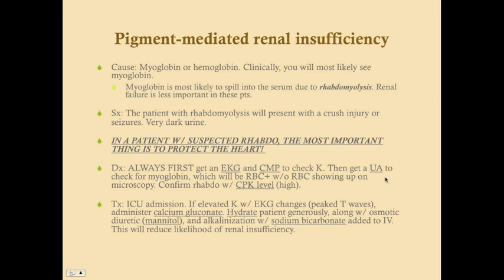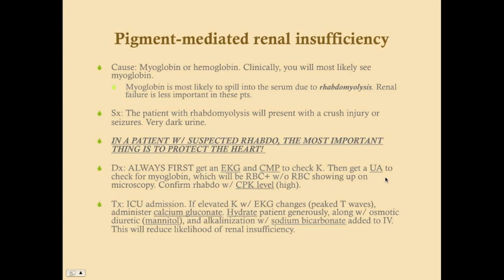If, let's say, they have rhabdomyolysis and their EKG and CMP are fine, or their CMP shows moderately high potassium with no changes on EKG, then we're not as worried about the heart at that point. Doesn't mean we're not going to continue to check. It just means at that point, then we're reassured that the heart is okay for now. At that point, then we're going to want to get a urinalysis to check for myoglobin. And the urinalysis, we're not actually checking particularly for myoglobin.